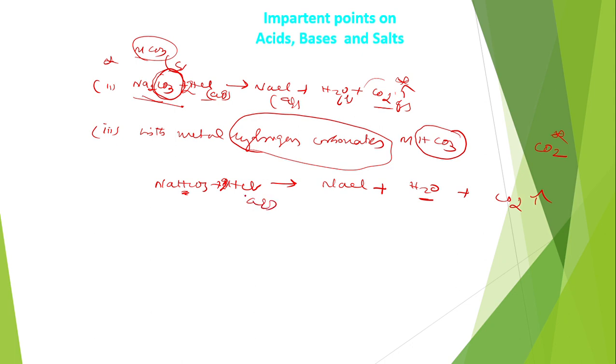HCl is aqueous. These physical states you have to mention. Okay, then NaCl again, it's aqueous. This is liquid. Carbon dioxide is gas. So this is a solid. Okay, now you see both the cases here, you see carbon dioxide, releasing carbon dioxide in both the cases. That means metal carbonates and metal bicarbonates.